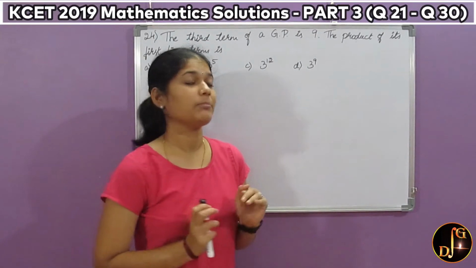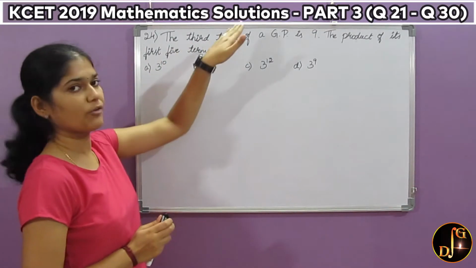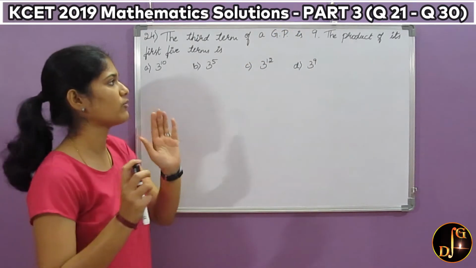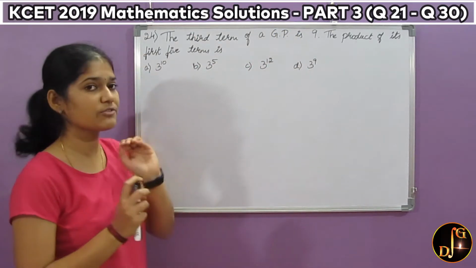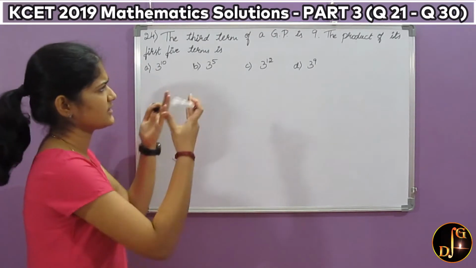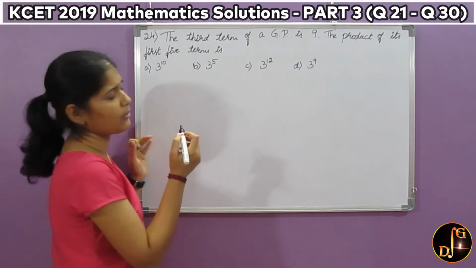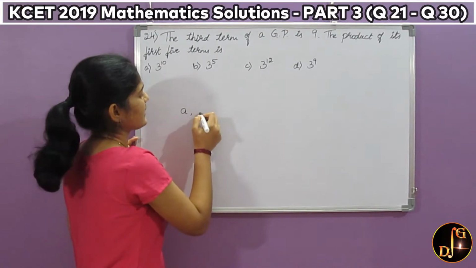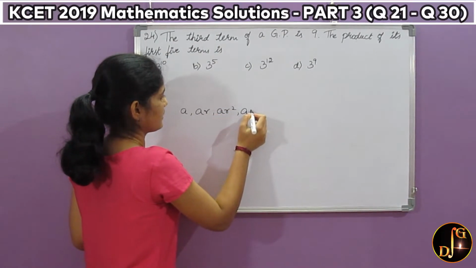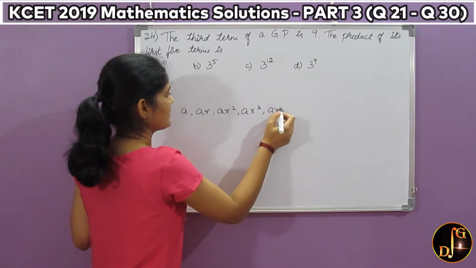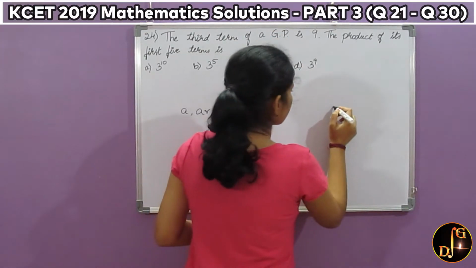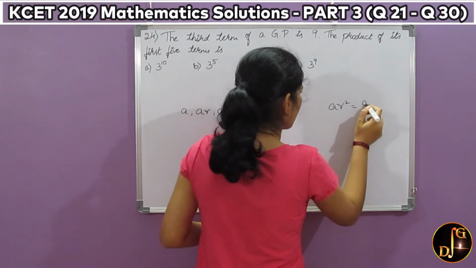In this problem, they have given the third term of the geometric progression is 9. And we have to find the product of first 5 terms. How to find that? Let's see. Let's start. We know that the first term of GP is A. The second term is AR. Similarly, third term AR square, fourth term AR cube, and fifth term is AR power 4. The third term is 9 means we have AR square is equal to 9.